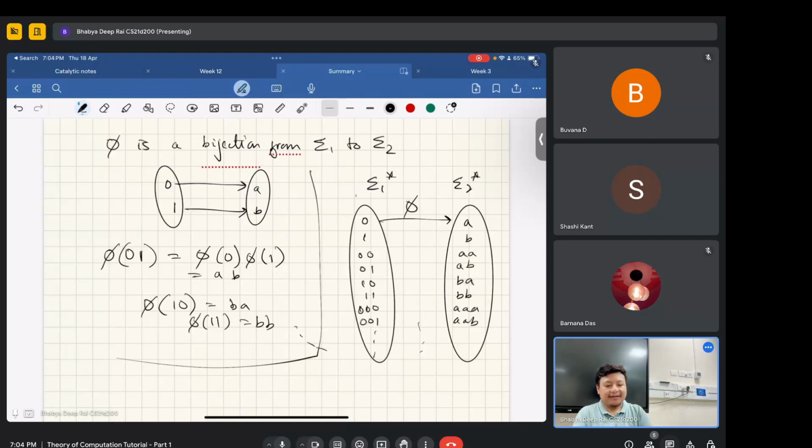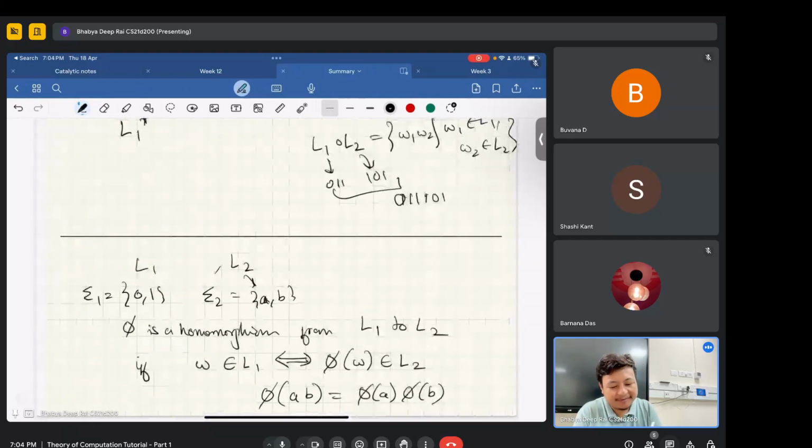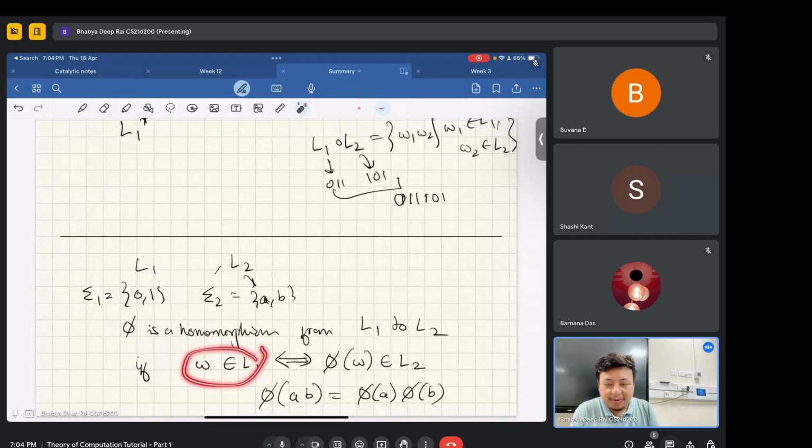The idea is, what is the homomorphism telling? On taking your w in L1, if and only if on doing this particular map you are transforming the alphabet from 0 1 to, say, A B, then it will still be in L2, and this is true for all w in L1, for sigma 1 star. Take any word in L1, and on doing this transformation, changing from 0 1 to A B.